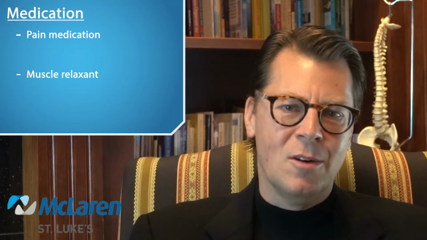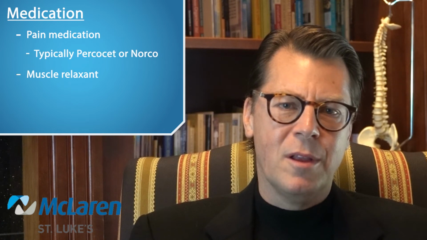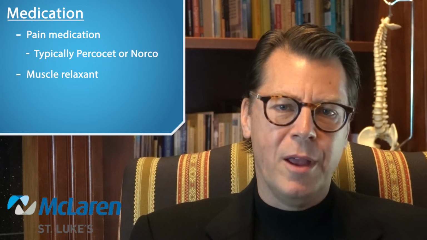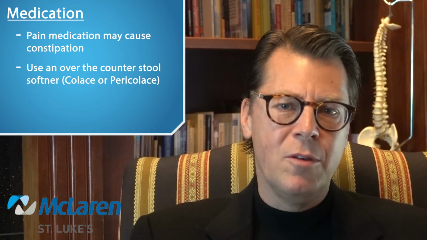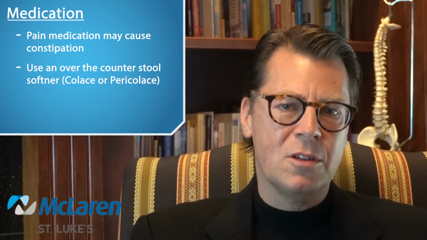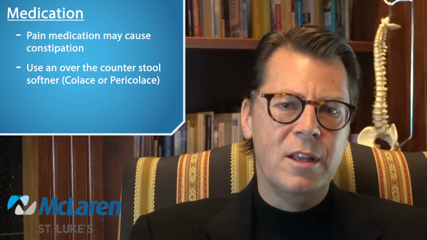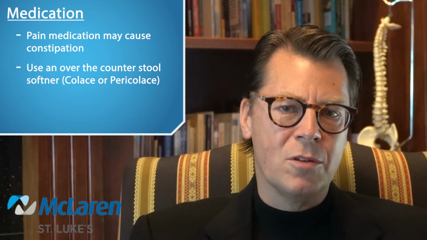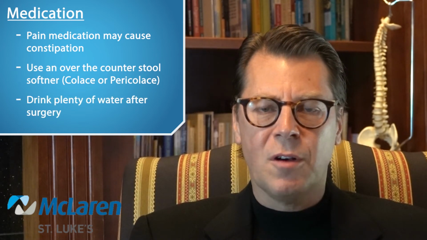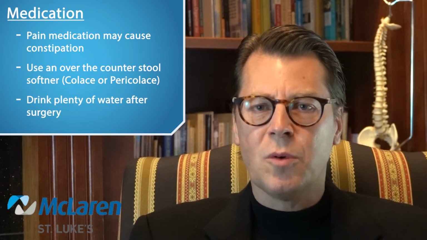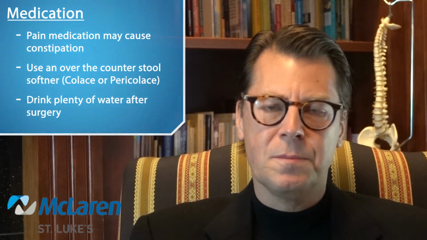You will be provided with pain medication and a muscle relaxant to go home with after surgery. Typically, I like to use Percocet or Norco for pain and Flexeril as a muscle relaxant. Pain medication can often cause constipation, so I would recommend using an over-the-counter stool softener such as Colace or Peri-Colace. These medications can be purchased at your local drugstore and can help prevent constipation. I also recommend that you drink plenty of water after surgery to keep yourself well hydrated. All of these measures will help to prevent constipation.